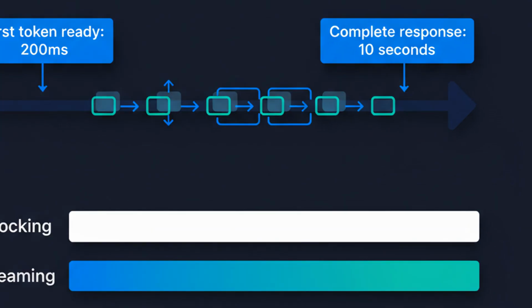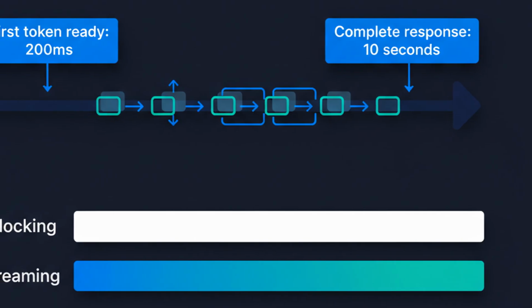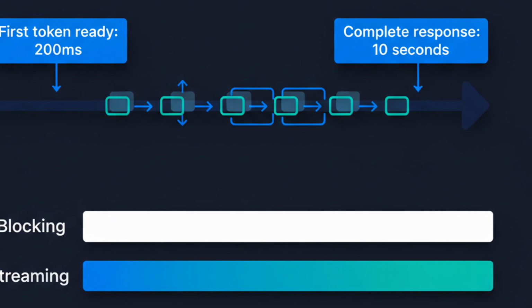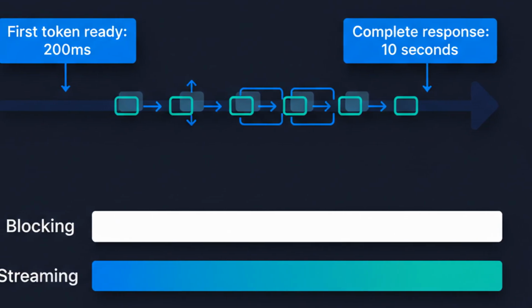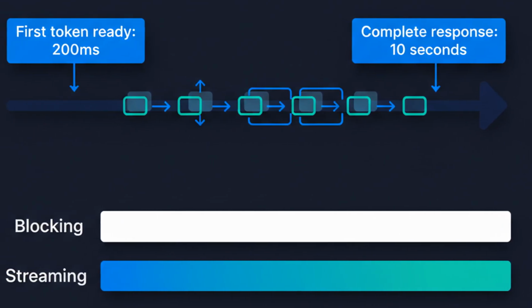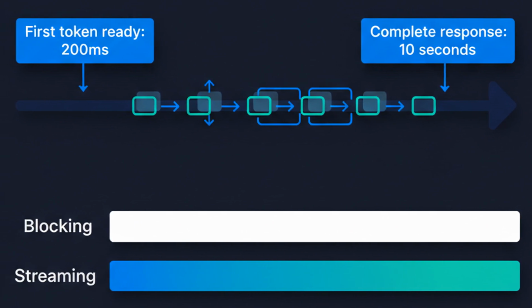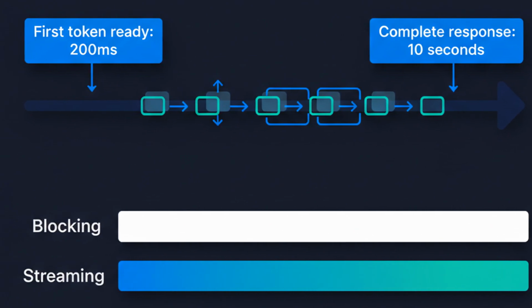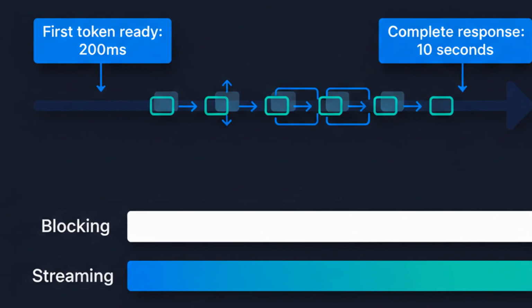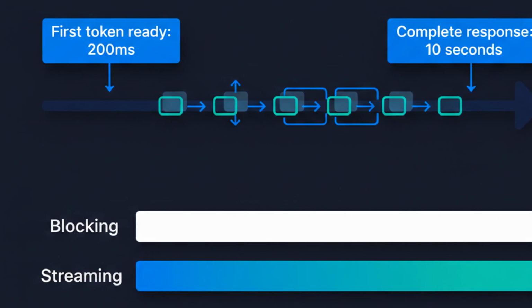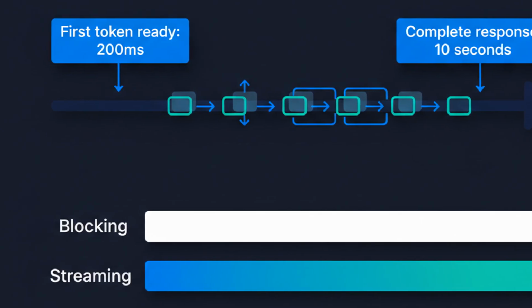To understand why streaming matters, you need to know how language models actually work. They don't write entire paragraphs at once. They generate one token at a time, roughly one word or word piece per step. GPT-4 might generate 50 tokens per second. So for a 500 token response, you're waiting 10 seconds for the complete output. But here's the key insight. That first token is ready in under a second. Streaming lets users see progress immediately instead of waiting for the entire generation.